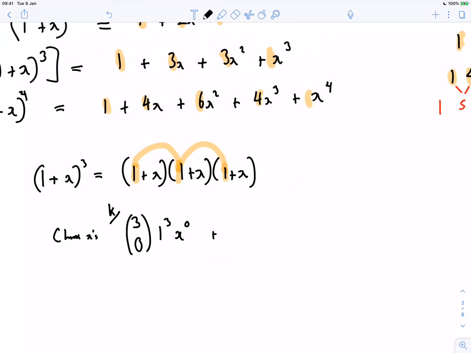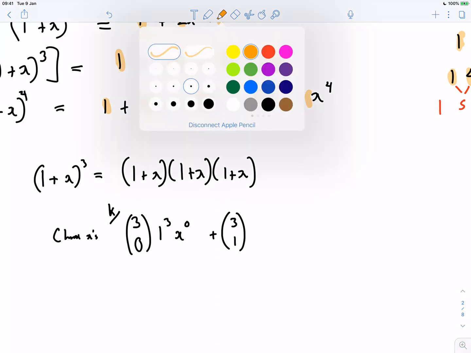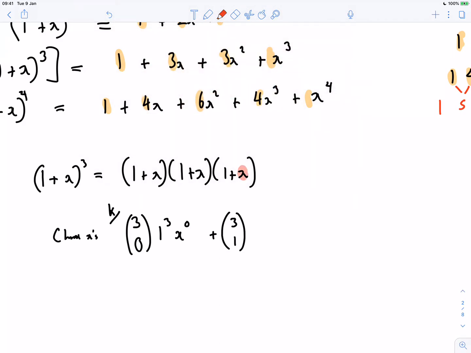For the next term, I want to choose the amount of x's. So that would be out of 3 brackets, choose 1. And now what happens when I have x terms? Well, I'm going to have one x term times by a 1 and another 1, or I'll have this x term times by that 1 and that 1, or I'll have this x term times by that 1 and the other 1. So I'm just going to have 1 squared, 1 times by itself twice, and then x to the 1.